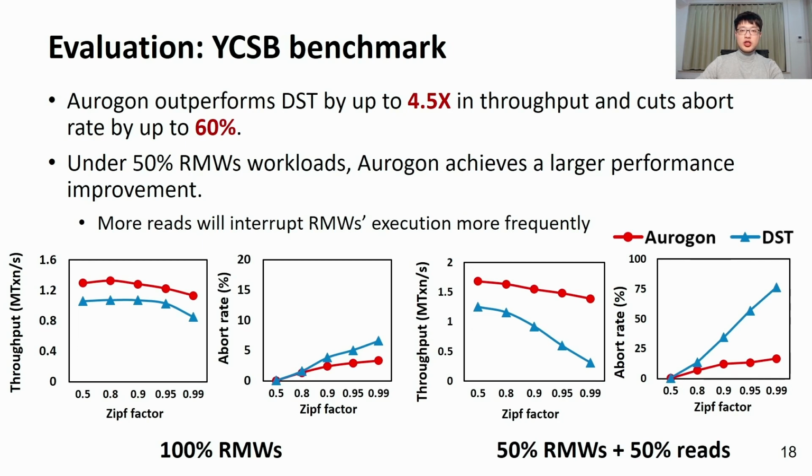In YCSB, each transaction issues 8 requests. Requests are either reads or read-modify-writes. We test two YCSB workloads, all read-modify-writes and 50% read-modify-writes. Aurogon outperforms DST by up to 4.5 times in throughput and cuts the abort rate by up to 60%. Under 50% read-modify-write workloads, Aurogon achieves a larger performance improvement. It is because more reads will interrupt read-modify-write execution more frequently, and Aurogon's pre-attaching method works more efficiently here.